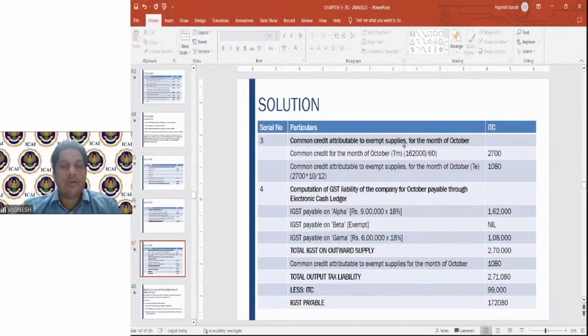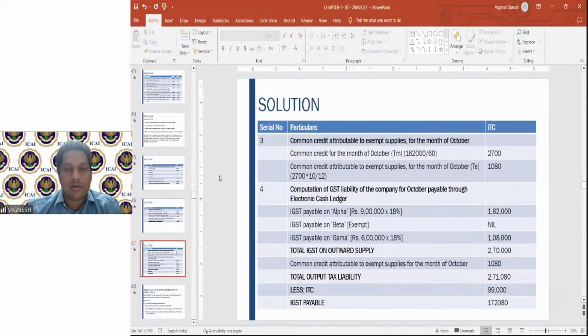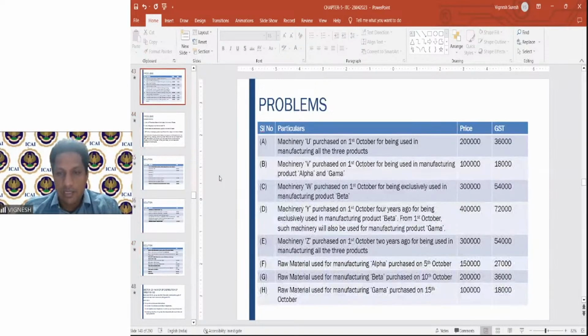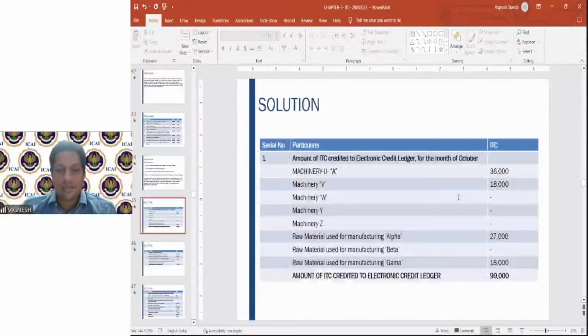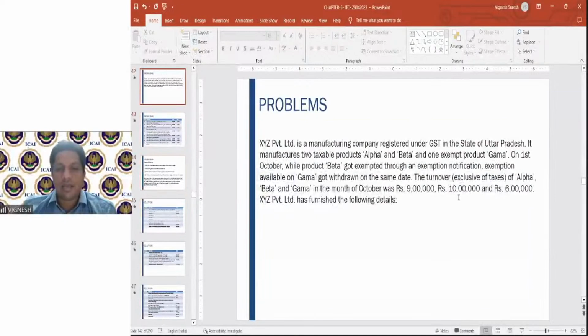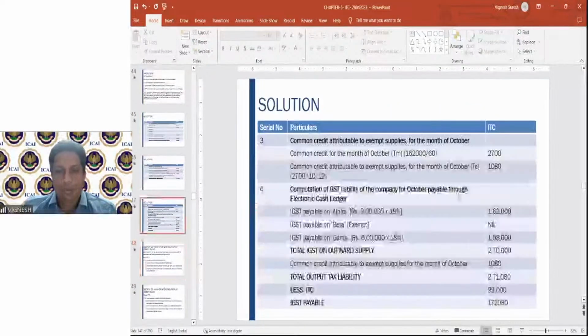So as I told you, 60 months is the life you have to take. So common credit is 1,60,000 divided by 60, 2,700. So in this month, 2,700 you have to attribute to exempt supplies. So what is the exempt supplies? If you see, turnover of alpha, beta and gamma is 9 lakhs, 10 lakhs and 6 lakhs. Okay. So 10 lakhs is the exempt product here. So coming back here, 2,700.